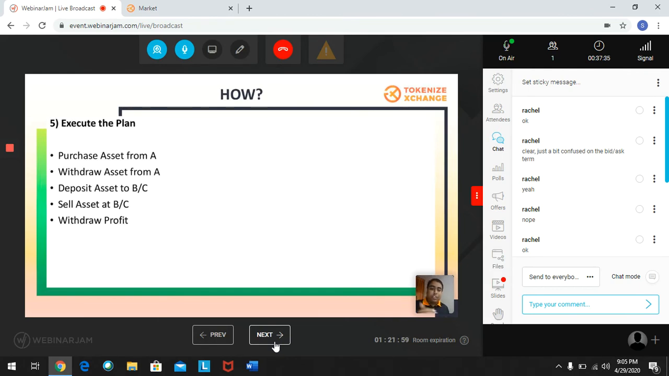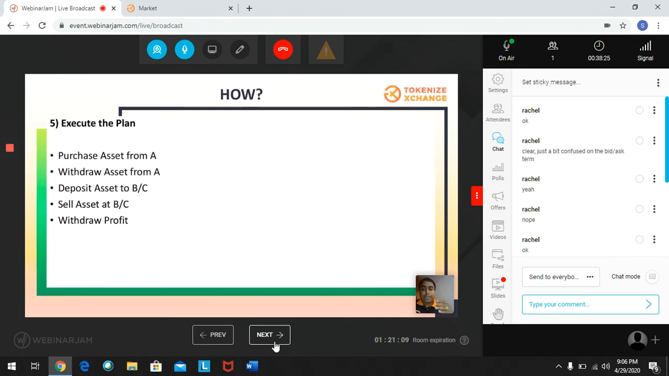Okay, the last one would be execute the plan. When everything is in line and you are confident, let's take a very brief example. Purchase the asset from platform A. Once purchased, withdraw that asset from platform A and deposit it to platform B. If there's a third platform, let's stick to two at this point of time. Deposit at platform B, sell it at platform B. Once it's sold, withdraw the profit. This is how you do arbitrage. Very easy to do, but you have to really understand the market.